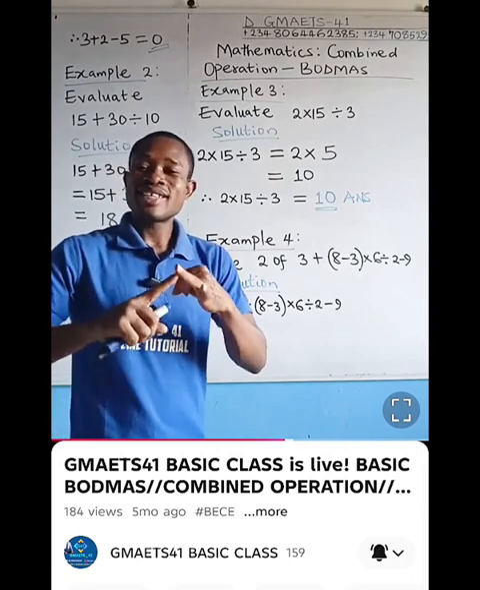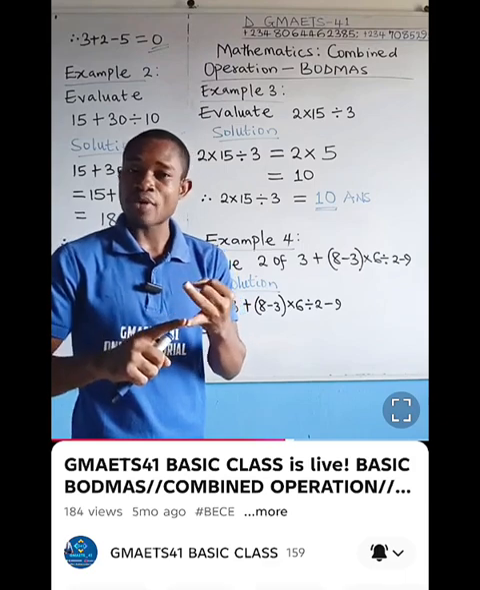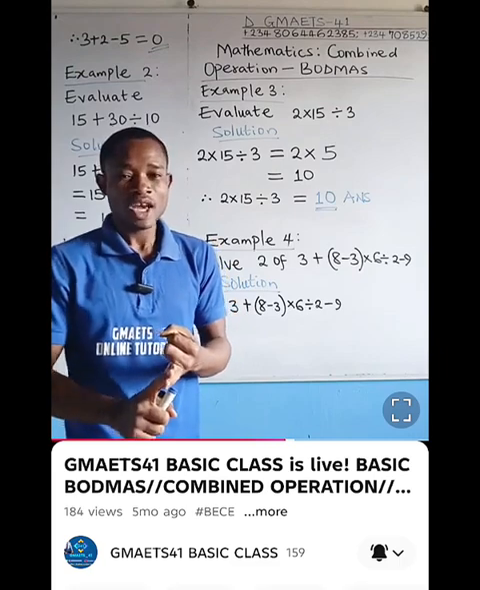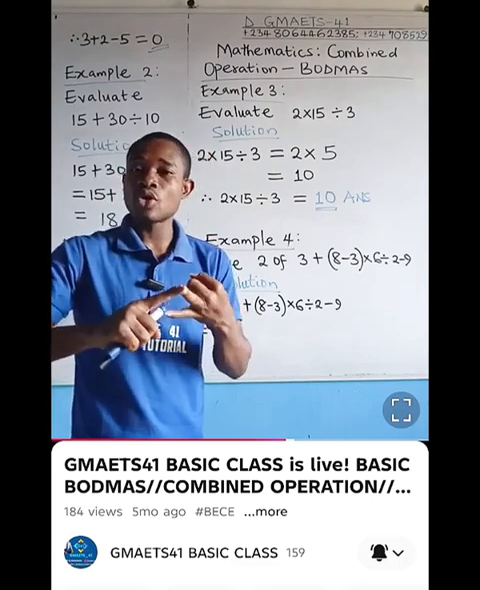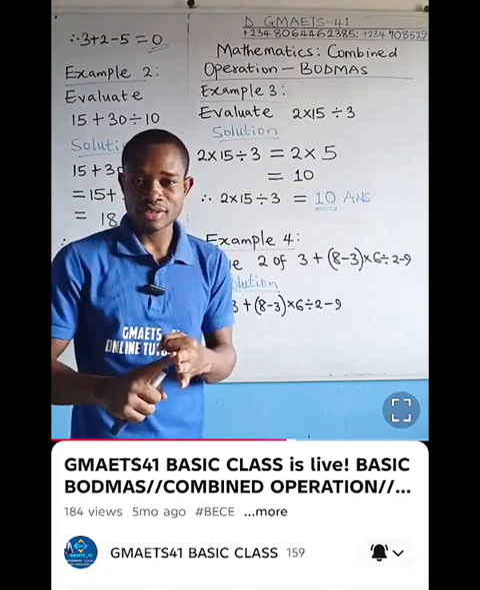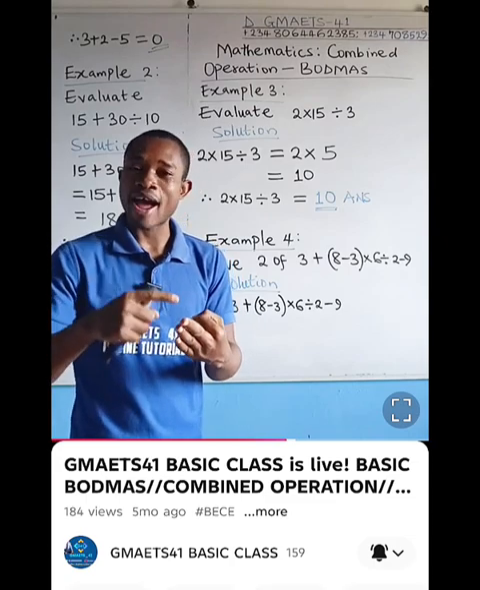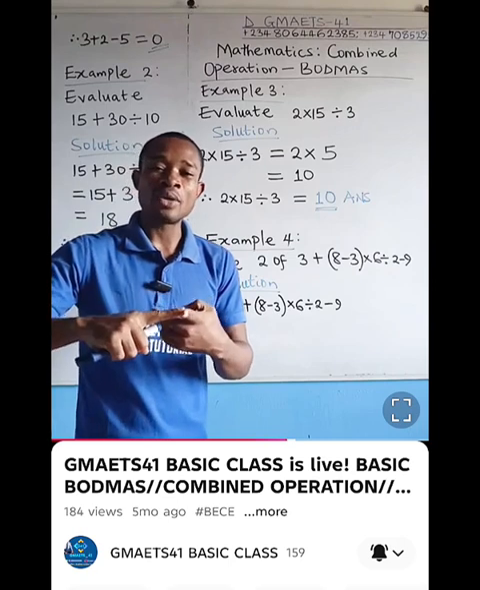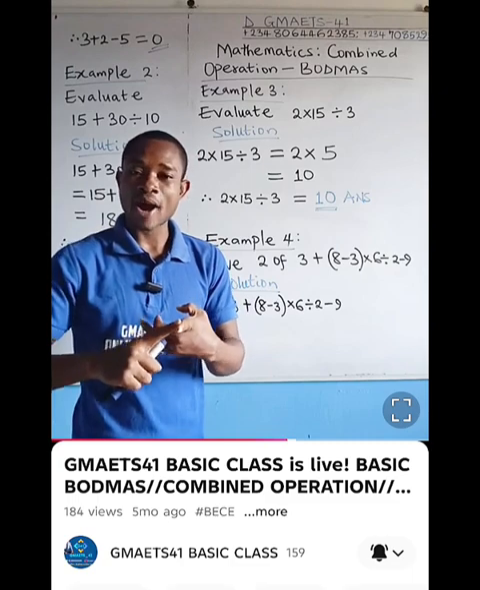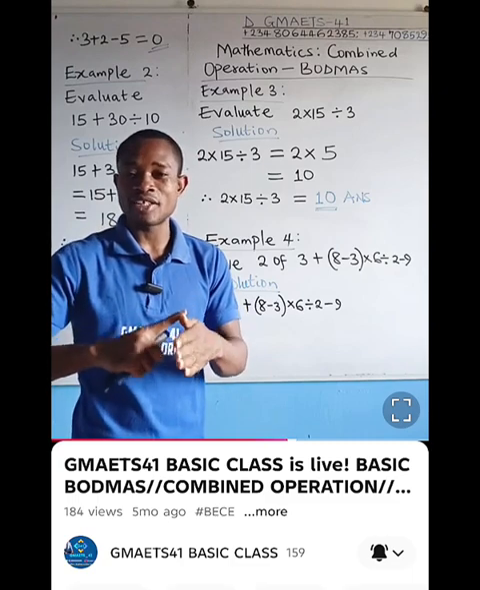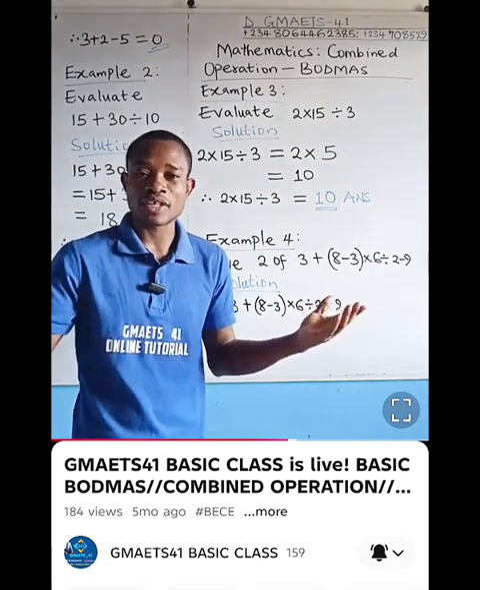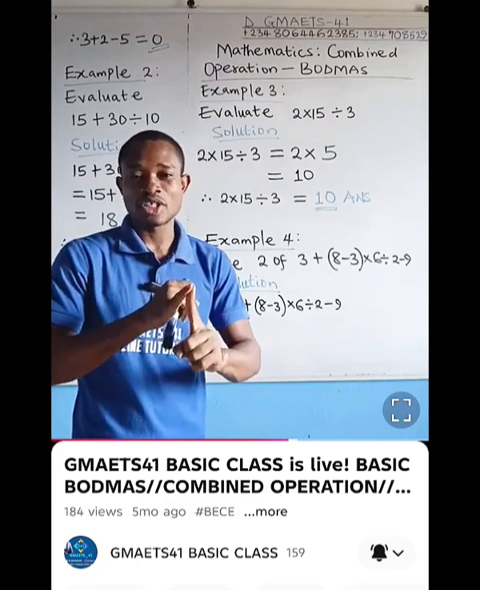That is the second thing you deal with after bracket. If you don't see bracket and you see of, it will be the first thing you deal with. After O, of, you deal with D, division. When you finish solving the division part, that is when you can go for multiplication. When you finish multiplication, you can go for A, which is addition. If you finish addition and you still have subtraction there, you conclude with S, which is subtraction.